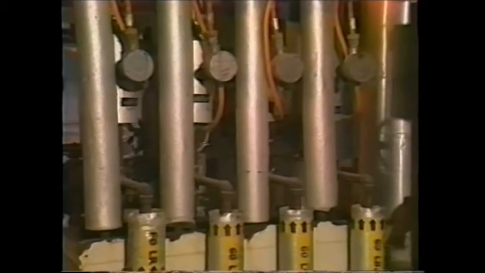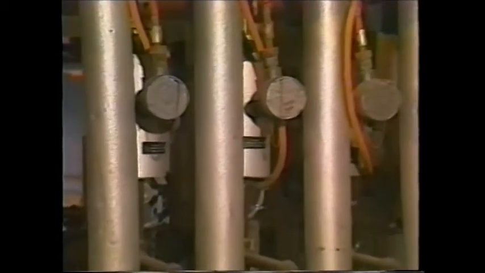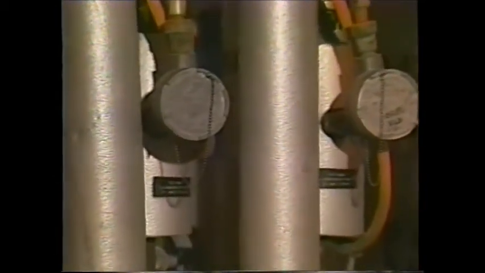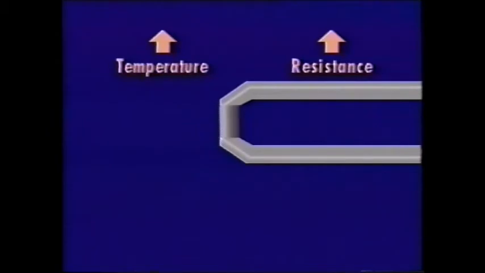Here we see an installed resistance temperature detector. The appearance of resistance temperature detectors, or RTDs, is similar to thermocouples, but their operating principle is entirely different. An RTD is constructed of metal that varies in resistance in proportion to its temperature. As temperature increases, an RTD's resistance increases. Changes in an RTD's resistance are measured and converted to temperature values.